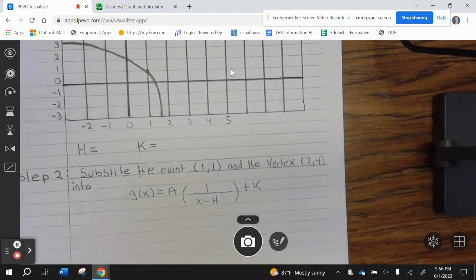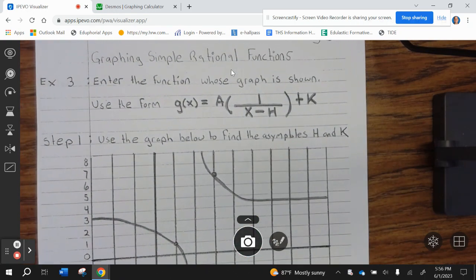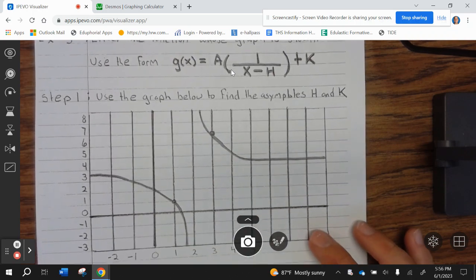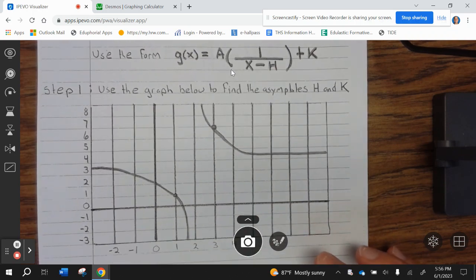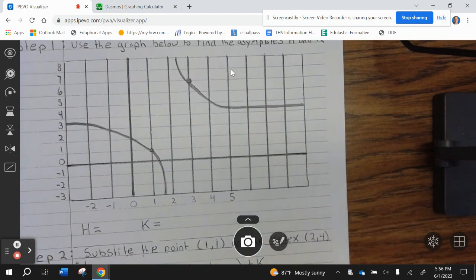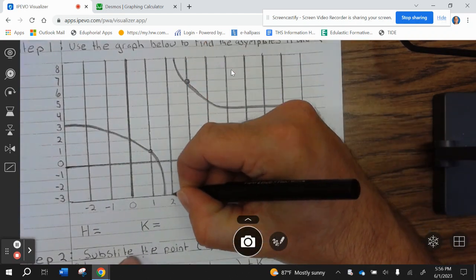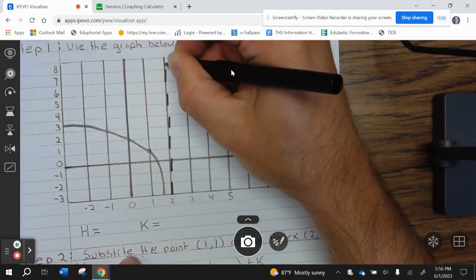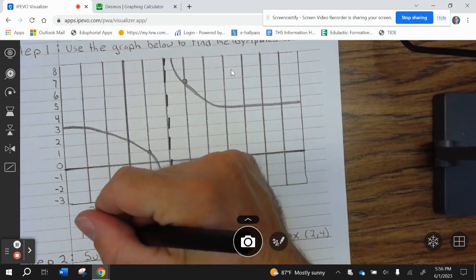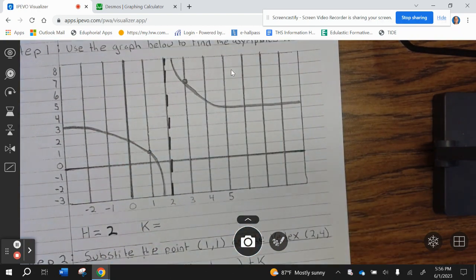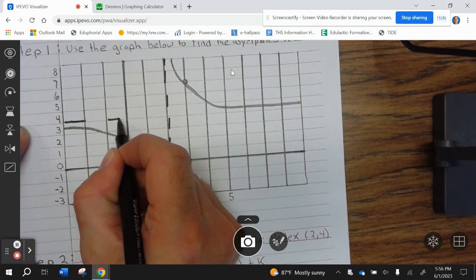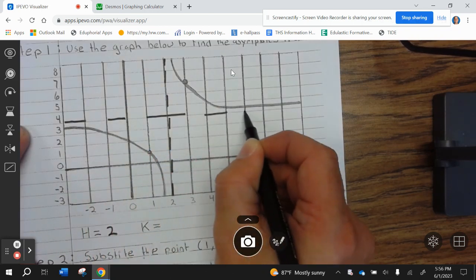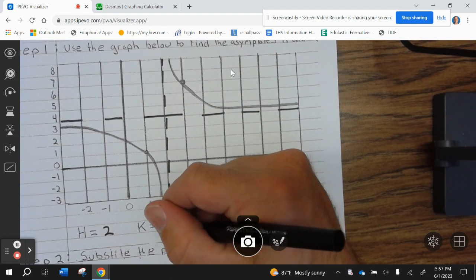All right, let's take a look at the next example. Okay, example 3. The function's graph is shown. Use the form g of x equals a, parentheses, 1 divided by x minus h, plus k. Use the graph below to find the asymptotes h and k. So the asymptote looks like it's here at 2 because the graph approaches it but doesn't touch. So that means h is 2. And it looks like we have another asymptote right here. So it looks like k is 4.